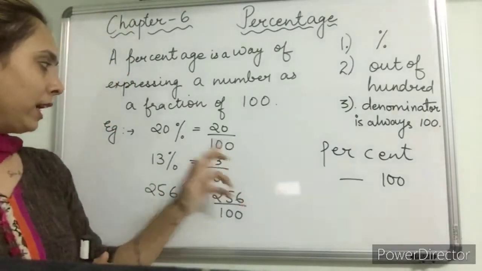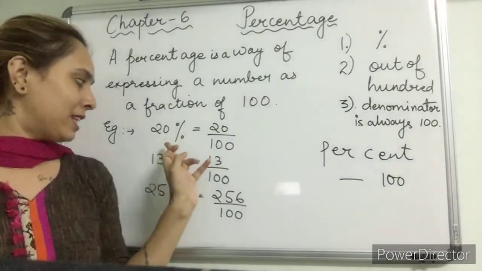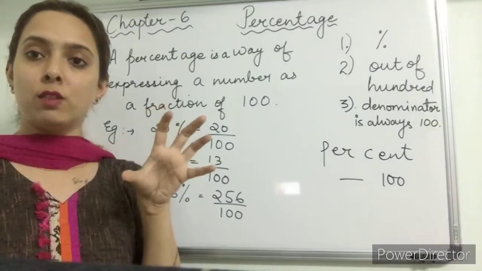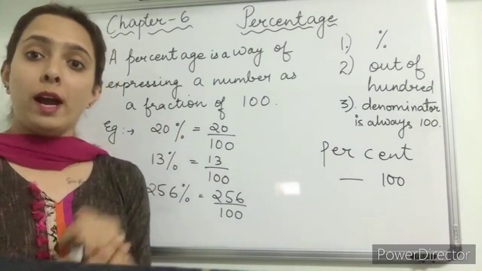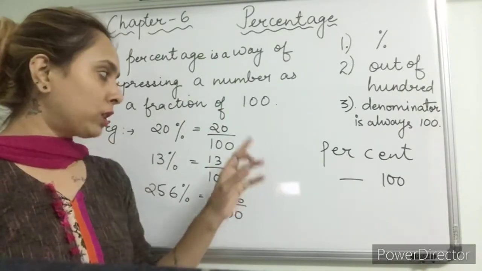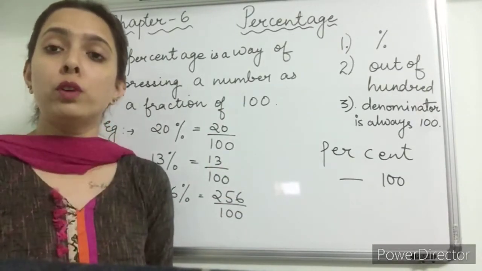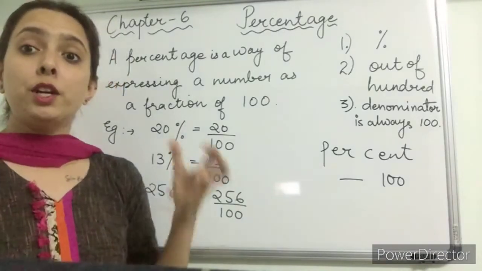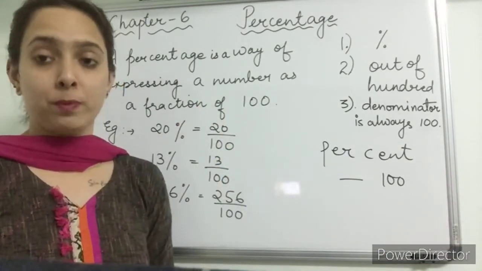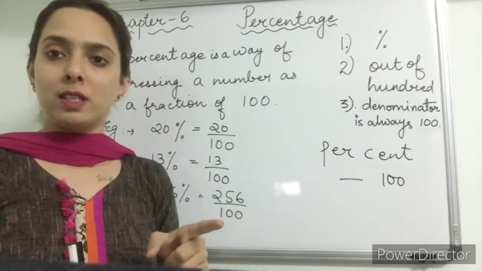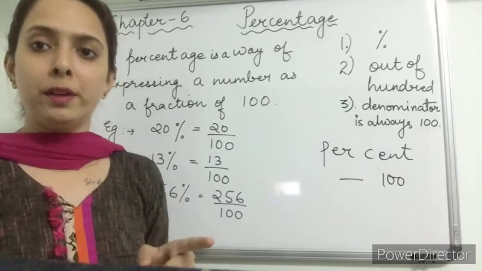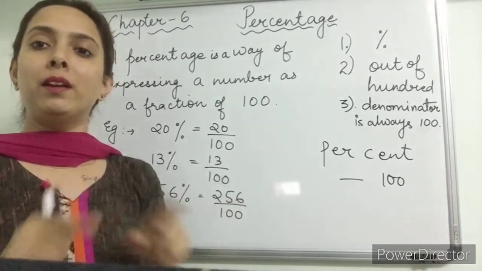So you all can see that I have expressed this 20%. 20% is in the form of percentage. Now I have expressed it as a fraction of 100. Simply, if you remove the sign of percentage, you have to divide that number by 100. The sign of percentage and the denominator 100 can't be written together.